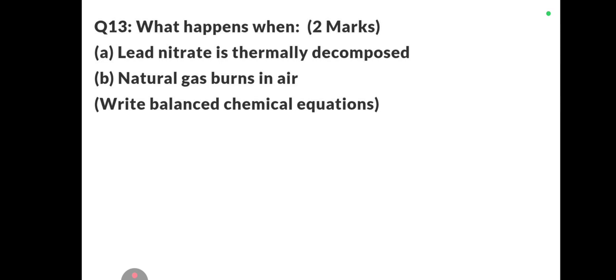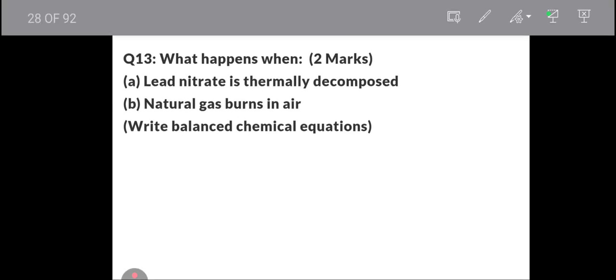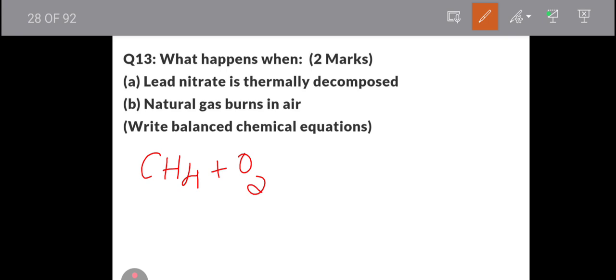What happens when lead nitrate is thermally decomposed? Natural gas is burnt in air. We have already discussed this question. Lead nitrate, once it is heated, will produce brown fumes. These brown fumes are due to the production of NO2 gas. Natural gas means methane. Once it is burnt in air, it will produce carbon dioxide plus water, and energy will be released.